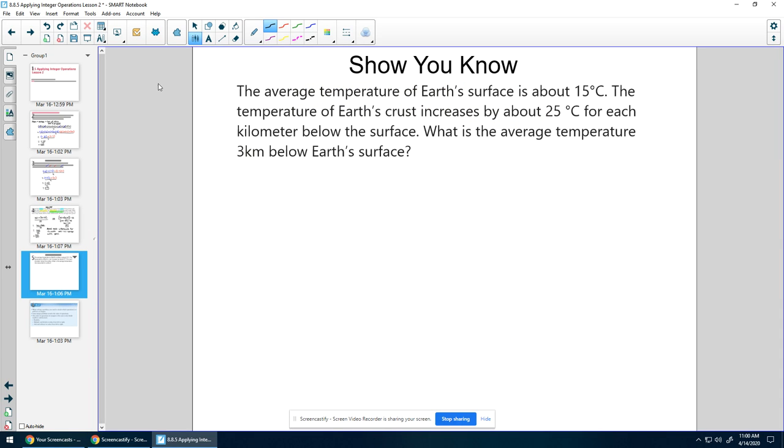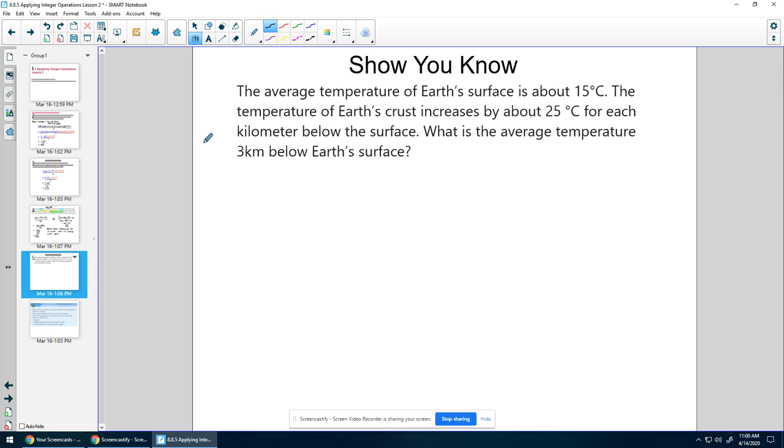All right. Show You Know. The average temperature of Earth's surface is about 15 degrees Celsius. The temperature of Earth's crust increases about 25 degrees Celsius for each kilometer below the surface. What is the average temperature 3 kilometers below Earth's surface? So this is a Show You Know. I want you to give this one a shot on your own. And once you're done, press play. So pause now and give it a go.